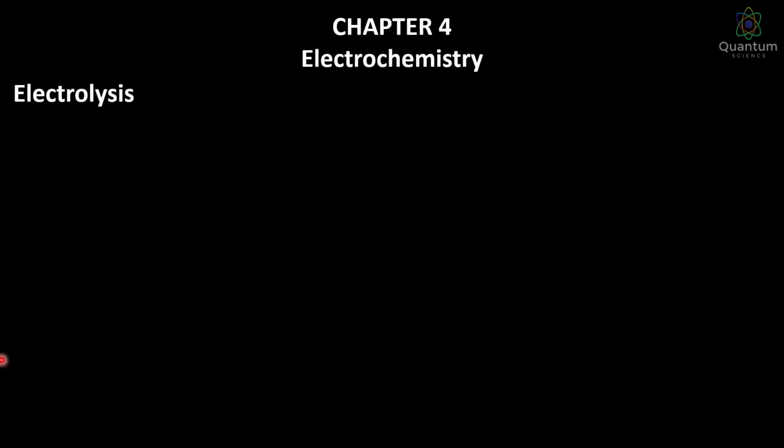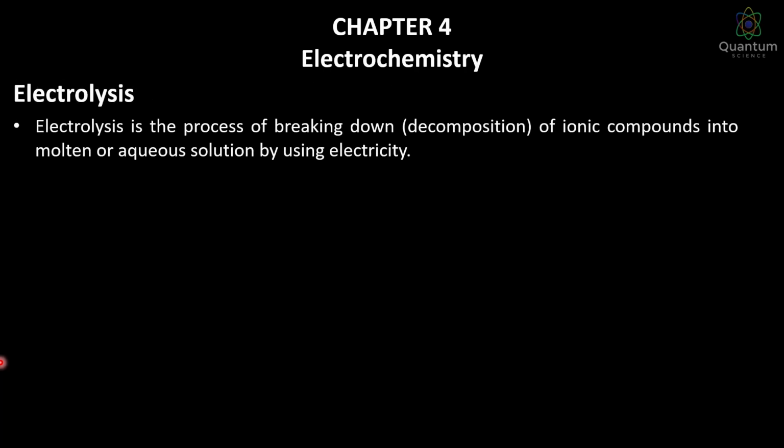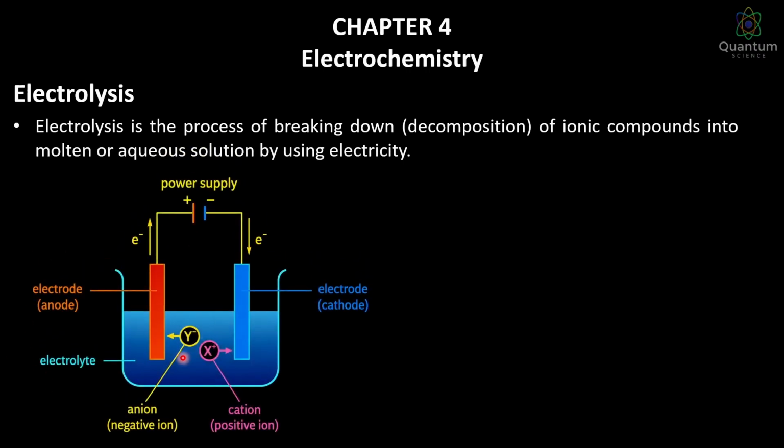In this video, we will discuss Chapter 4 of IGCSE Chemistry, Electrochemistry, based on the latest IGCSE syllabus. So, let's get started. First of all, we will talk about electrolysis. What is electrolysis? Electrolysis is the process of breaking down or decomposition of ionic compounds in molten or aqueous solution by using electricity. This is the picture of electrolysis.